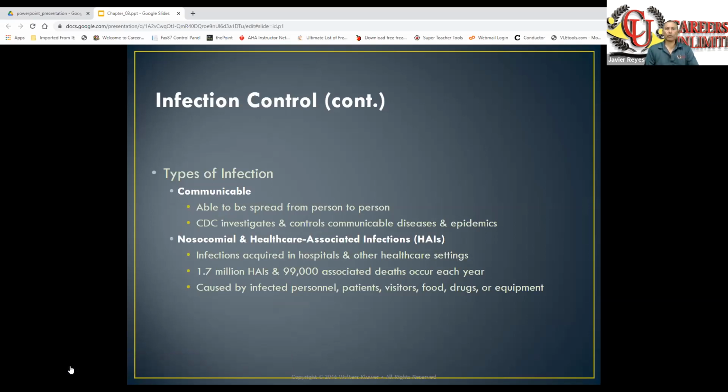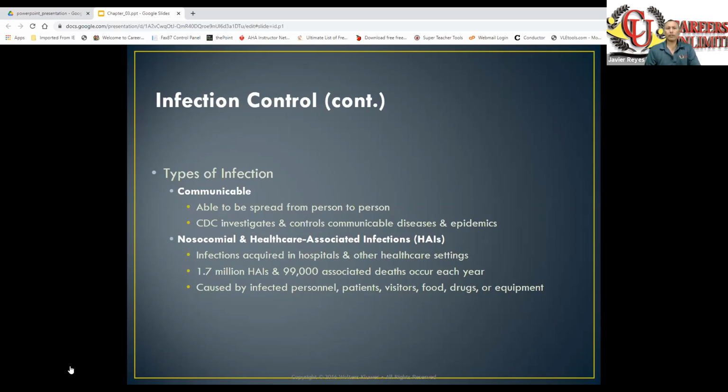Communicable infections, like the one we are going through right now, COVID-19, can be spread from person to person. Therefore, it is a communicable infection. Mostly all infections are communicable. That's how they get spread, and that's how they become endemics and pandemics.